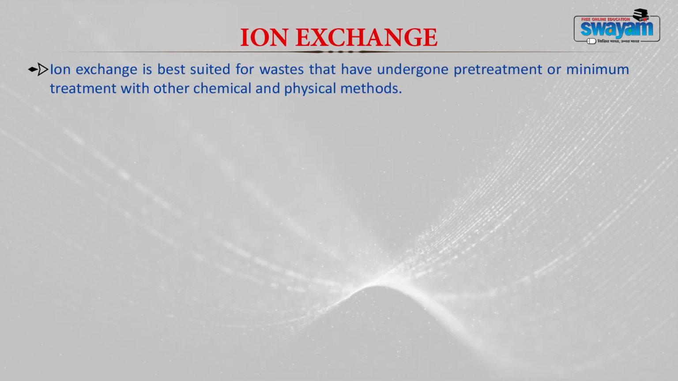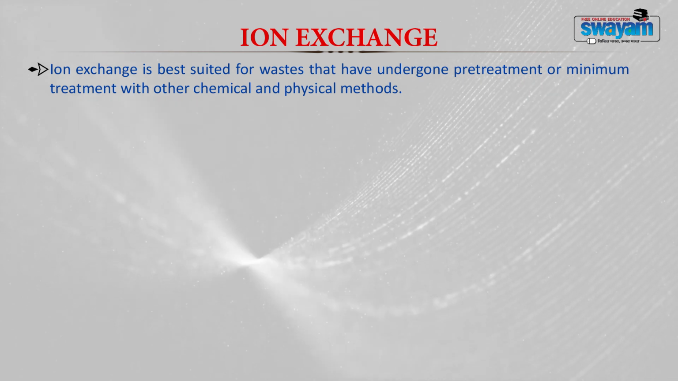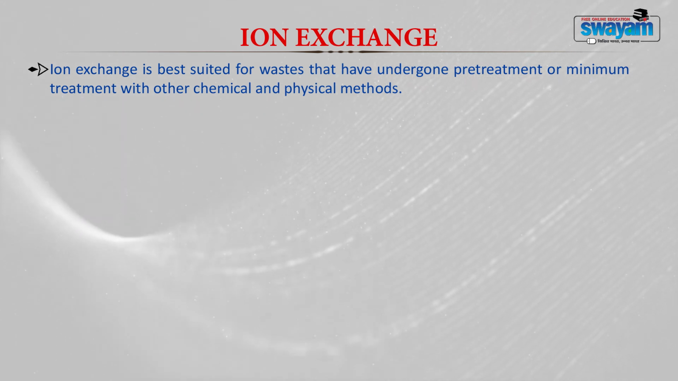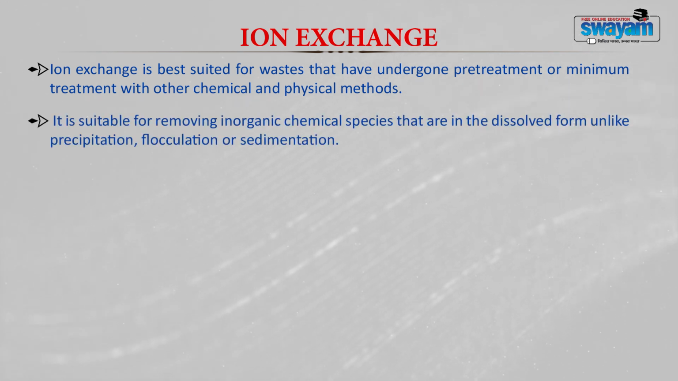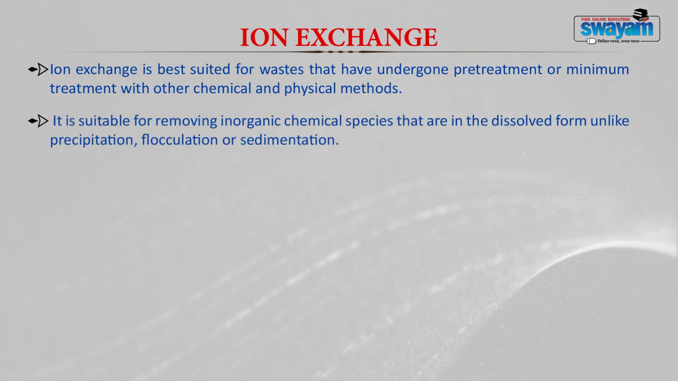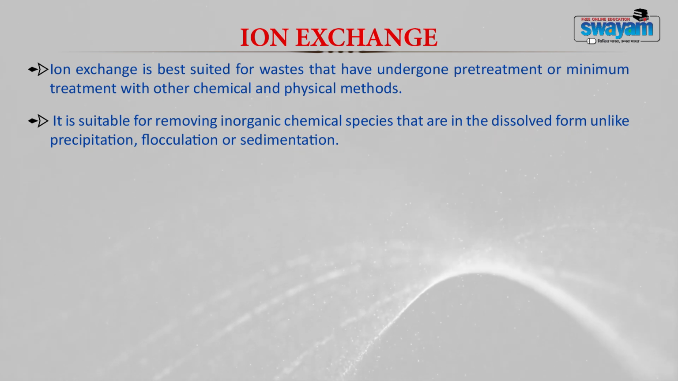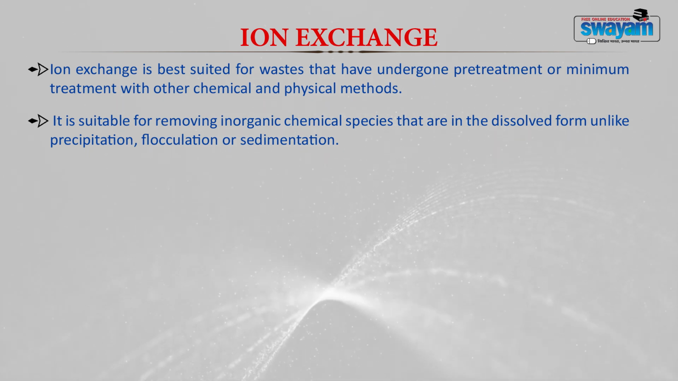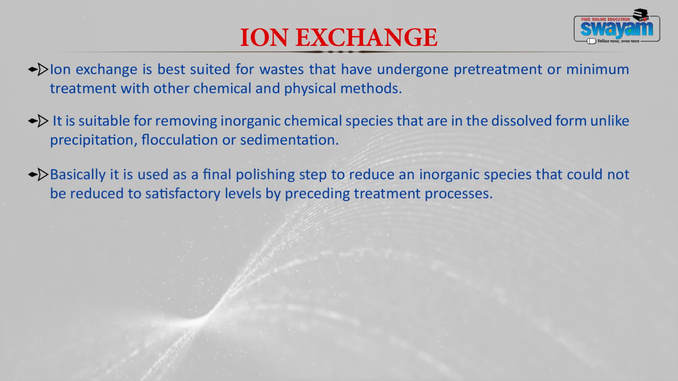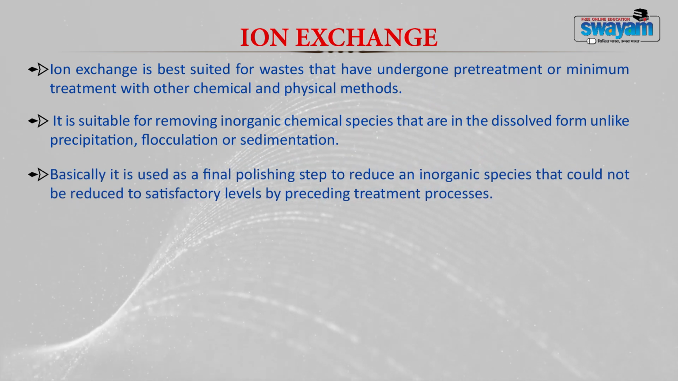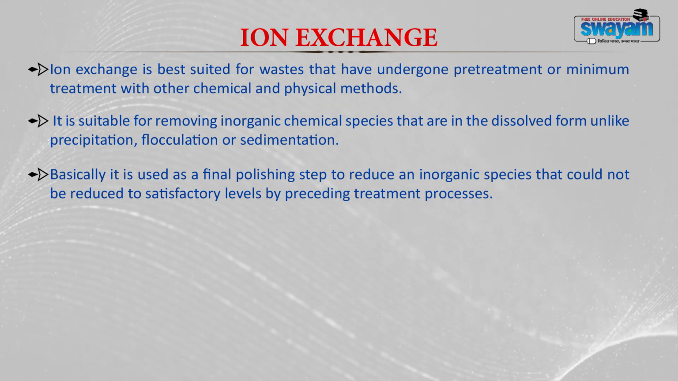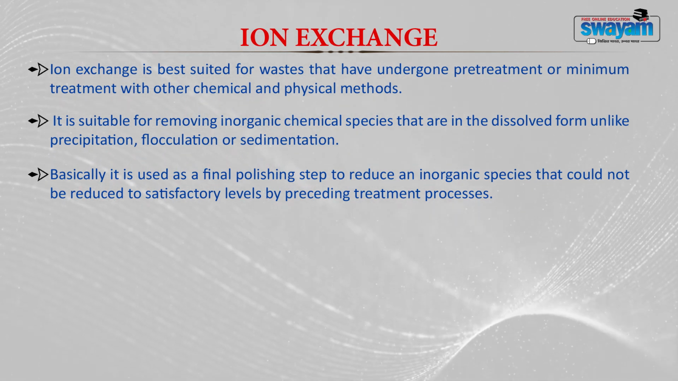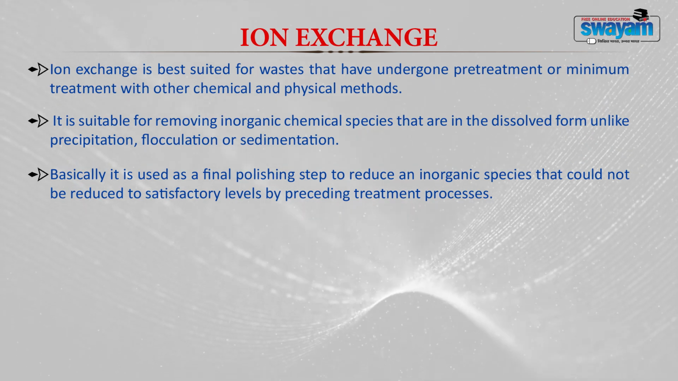The next process is your ion exchange. Now, ion exchange is best suited for wastes that have undergone pretreatment or minimum treatment with other chemical and physical methods. They are suitable for removing inorganic chemical species which are in the dissolved form, unlike your precipitation, flocculation or sedimentation. It is used as a final polishing step to reduce the inorganic species that could not be reduced to a satisfactory level by other chemical treatment methods which we have seen so far.